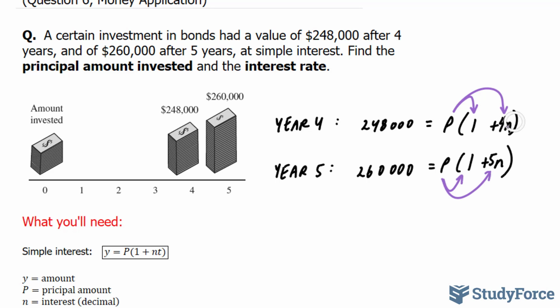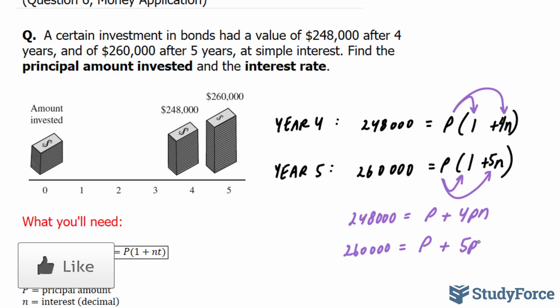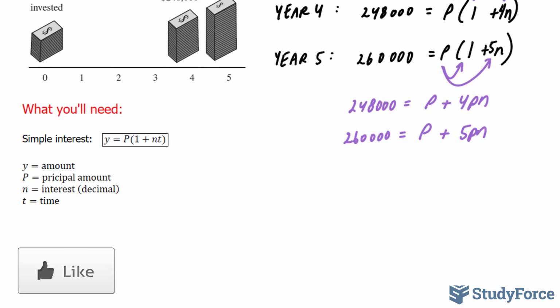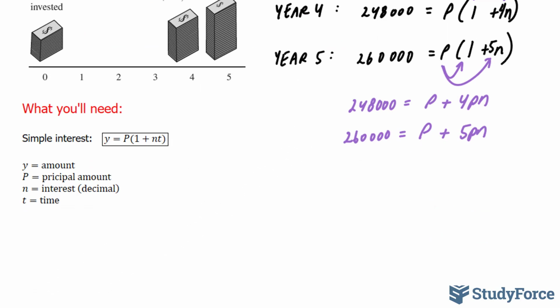If I expand the right side for both of these, I end up with 248,000 is equal to P plus 4PN, and 260,000 is equal to P plus 5PN. Like I mentioned, I can now use the addition-subtraction method to eliminate one of my variables. I'm going to eliminate P, and I can do that by subtracting these two equations.